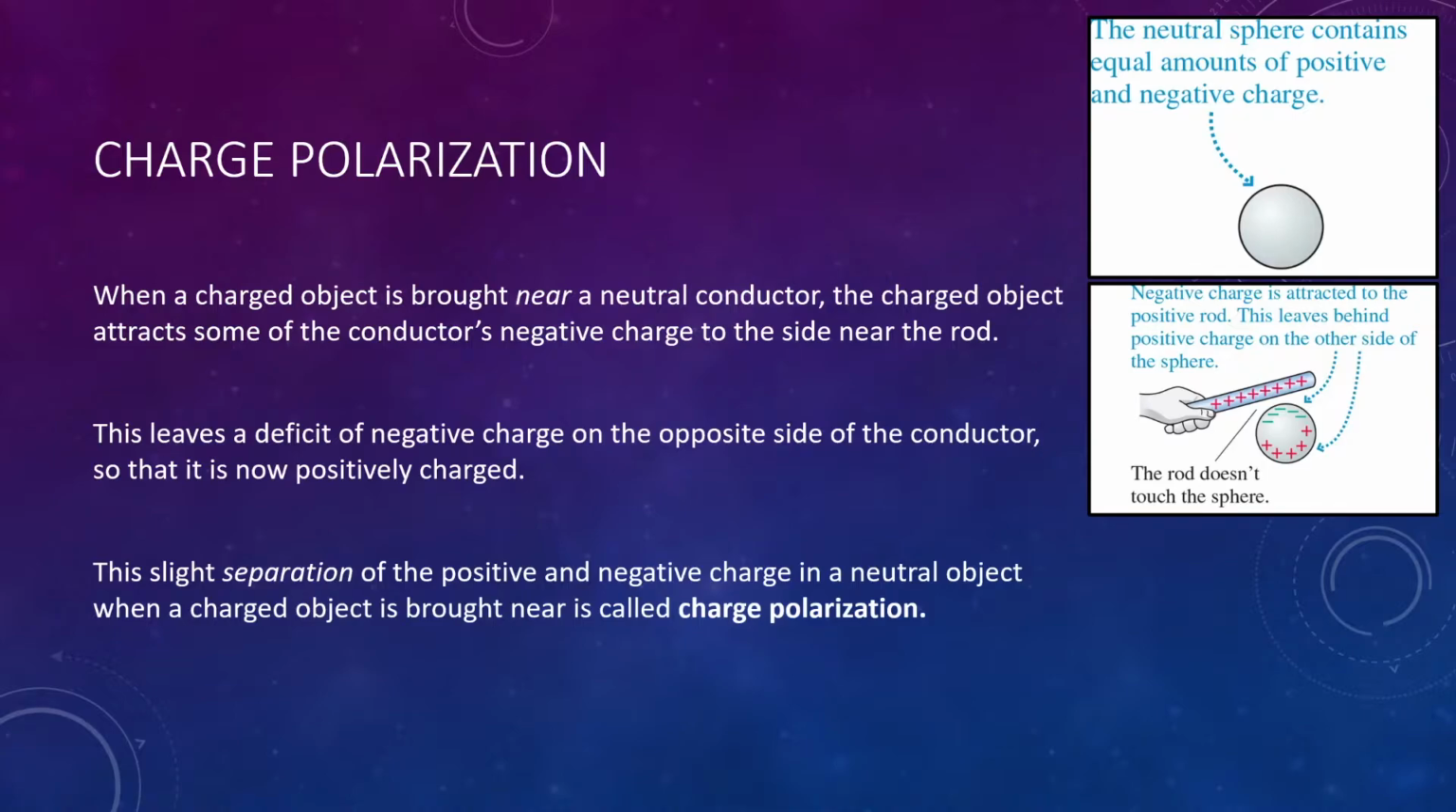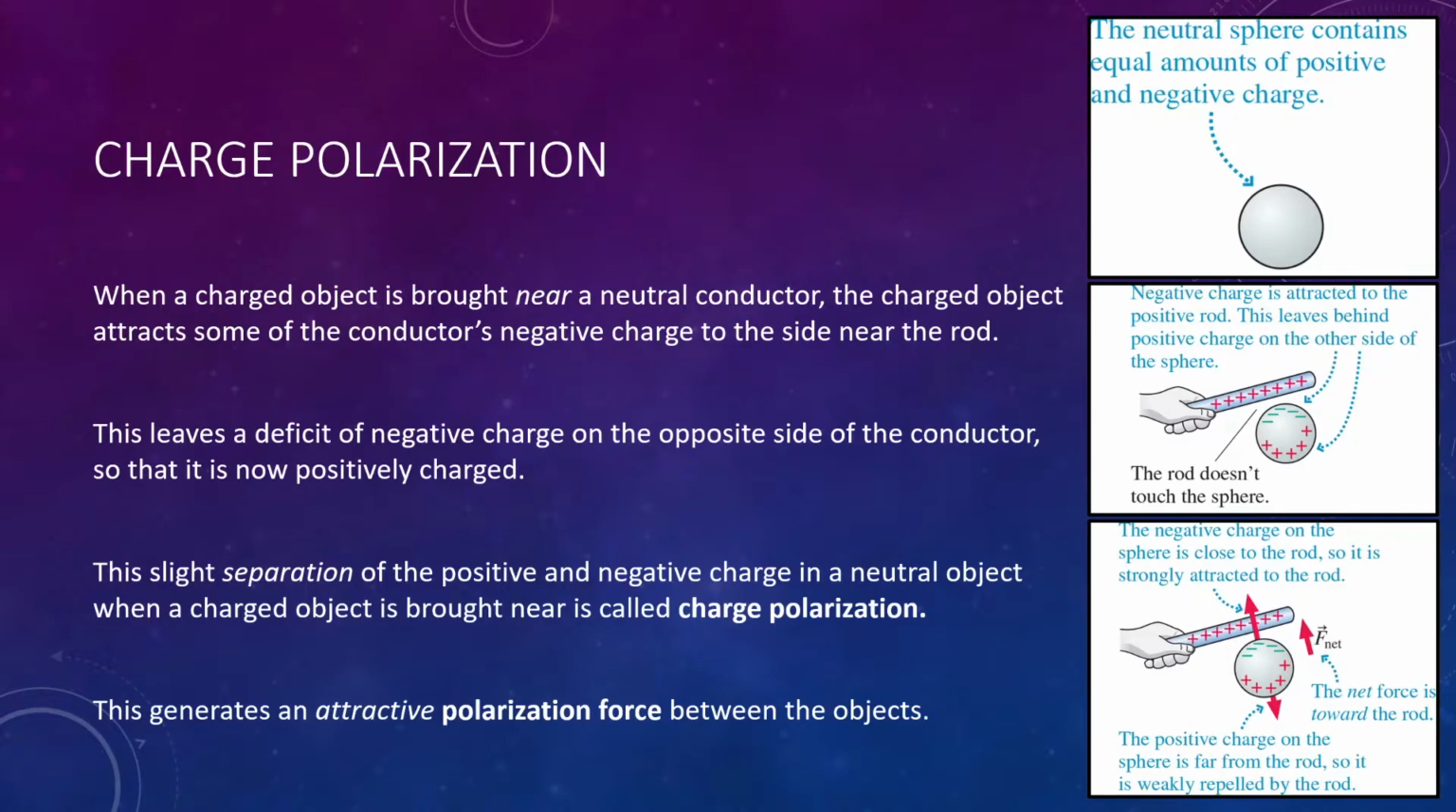But because of this, we now see one more interesting thing happen. Notice that the negative charges are closer to the rod. The positive charges are further from the rod. We know that opposites attract and likes repel. But the opposite charges that are trying to attract are closer, and so the force is going to be stronger. So as a result, if this conducting sphere was lightweight and free to move, it could actually start moving toward the rod. It becomes attracted to it in what we call the polarization force. So here we're seeing a neutral object being attracted to a charged object.